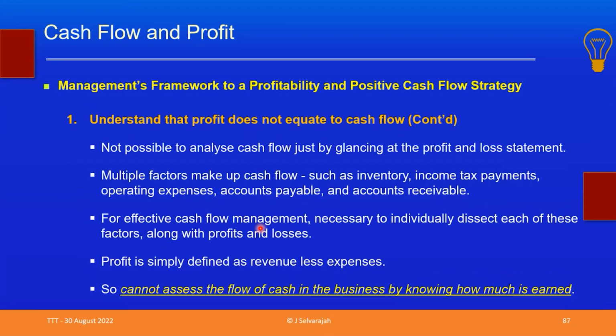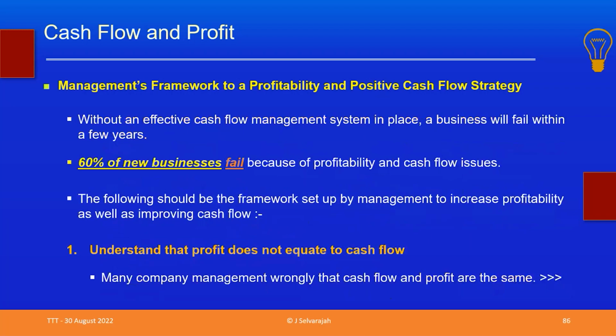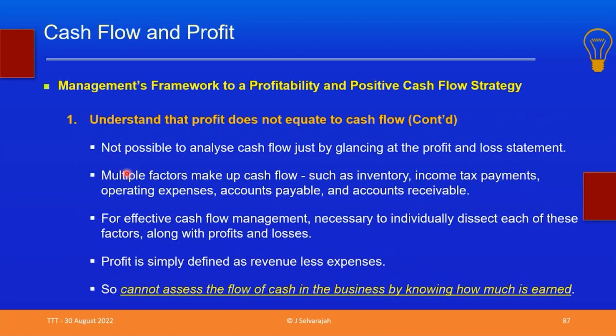Okay? So number two, sorry, this is the same number one here. Continue. Understand it's not possible to analyze cash flow just by glancing at the profit and loss account. Take a peep. Hey, got profit, huh? That is a very, very surface look. So multiple factors make up cash flow: inventory, income tax payments, operating expenses, accounts payable, accounts receivable. There's an interplay. If you can't collect your accounts receivable, you can't pay your accounts payable.